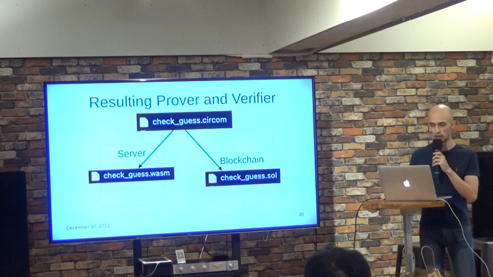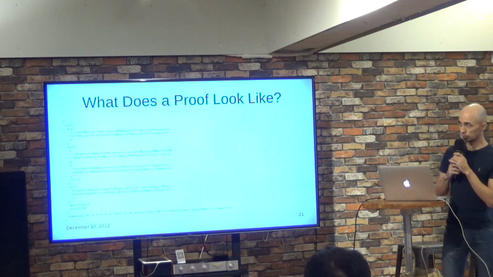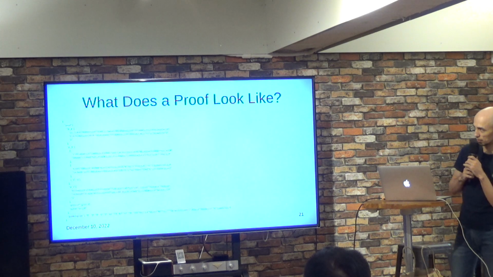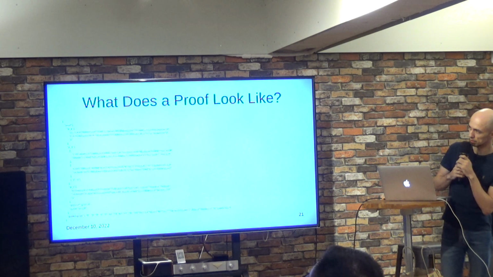The proof itself, as I said, is a cryptographic object. It doesn't look particularly pretty. It's just a point on an elliptic curve.